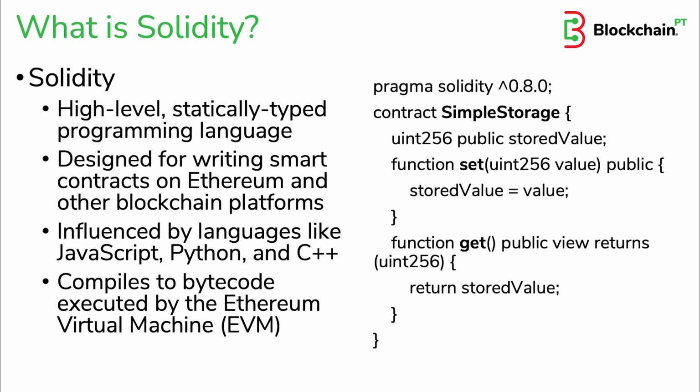What is Solidity? Solidity is a high-level, statically typed programming language. It is designed for writing smart contracts on Ethereum and other blockchain platforms. It is influenced by languages like JavaScript, Python, and C++. It compiles to bytecode executed by the Ethereum Virtual Machine, EVM. The listing shows a very simple Solidity program to store and read a value.